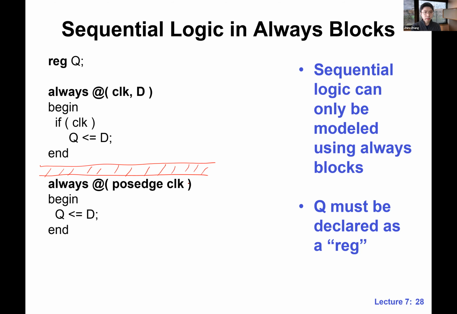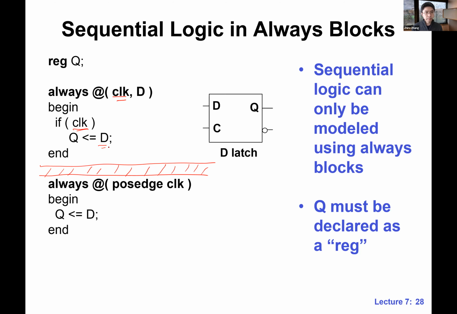Very good, Emily. It's a D latch because it's sensitive to clock, and this is level sensitive, when clock is high. So this if statement says if clock is high, you assign D to Q. So this is a latch.